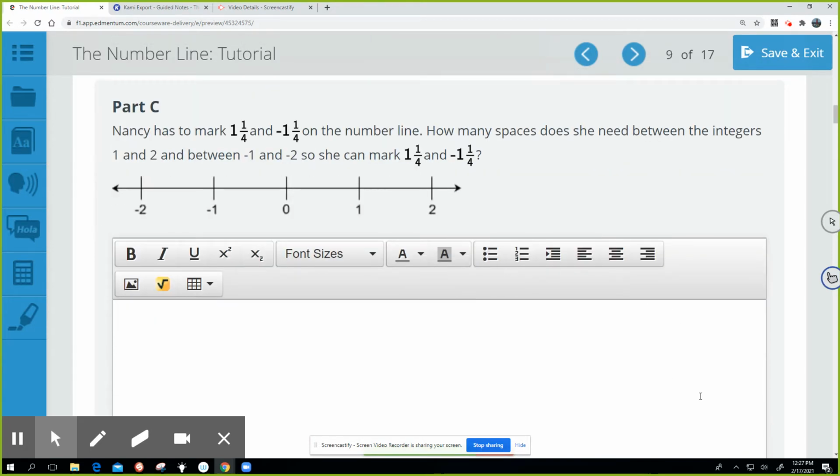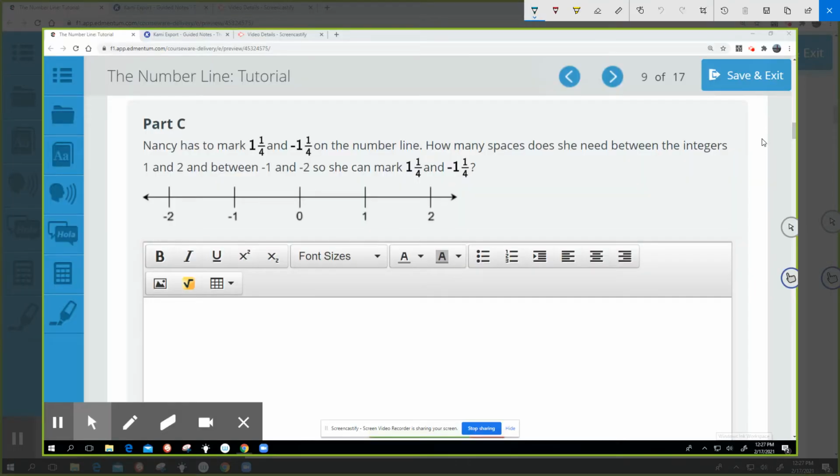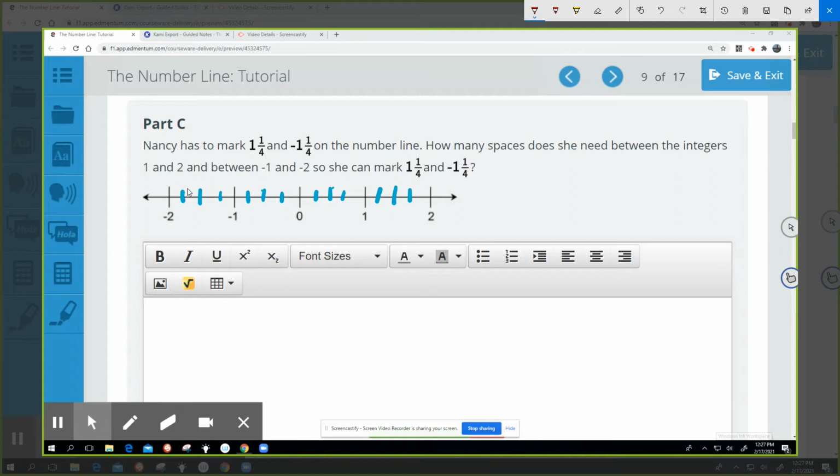Part C, Nancy has to mark 1 1/4 and negative 1 1/4 on the number line. How many spaces does she need to be able to do that between the whole number parts? So who can tell me that? How many spaces will she need? 4. So I always do half, and then each one of these is half, and then half, each one is half. And that's not very scientific right there, I know, but we'll pretend like it's even. Okay, so those are fourths. And then if I'm going to mark my spots, I'm going to say 1 1/4 is right here, and negative 1 1/4 is right there.